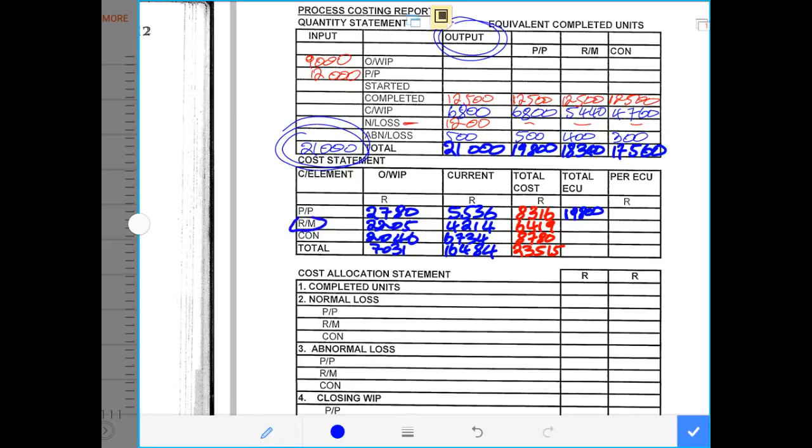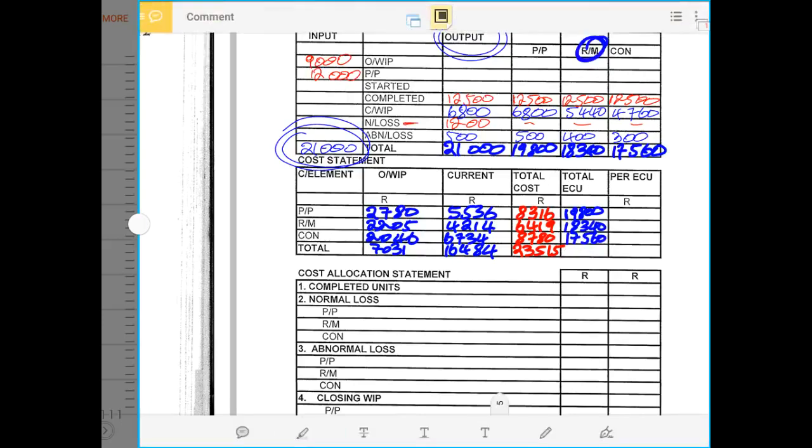Then after we record the next column, the next cell is raw material. You can see raw material. We're in the line of raw material. It's the same line. So now we take the amount of units under the raw material column. You take that, you paste it as 18,340 as it is. The next one is conversion, which is 17,560. Nothing changes. You take the amounts as they are. The total here is not that important in this case.